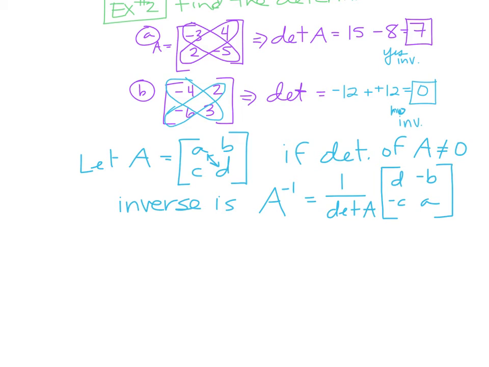Another way that you could think of it, maybe this makes a little more sense to you. If you like it better this way, you can think of it this way. Basically what we're doing is we're taking 1 over the determinant, we're swapping these, and we're making the opposite of those, okay?